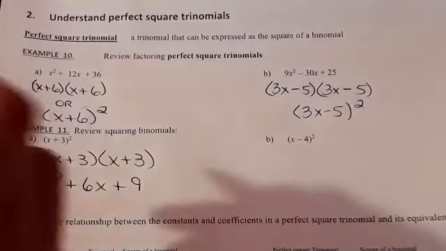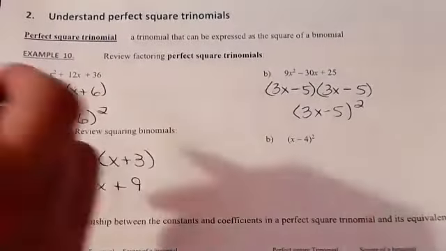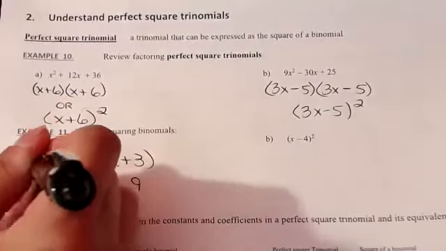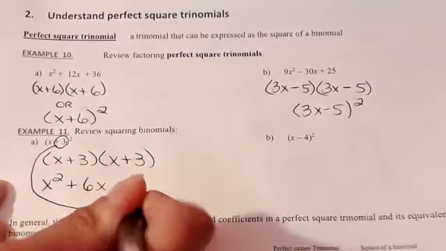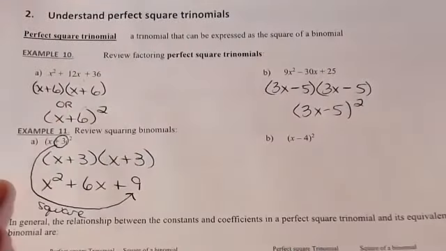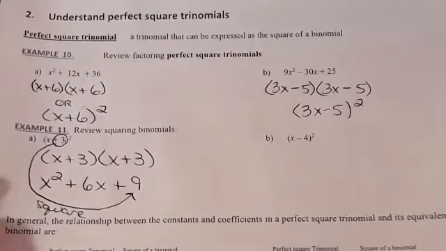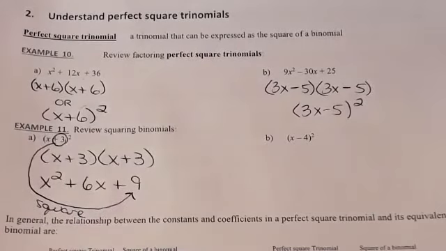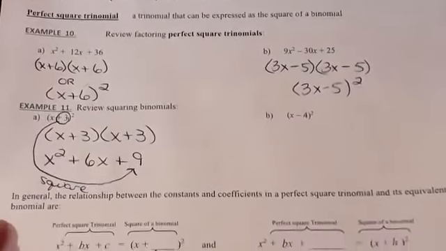The first thing is to notice that with this positive 3, same thing with this positive 6, that 9 is the square of that positive 3, right? And that this 6 is double that 3. So just something to think about for a moment.